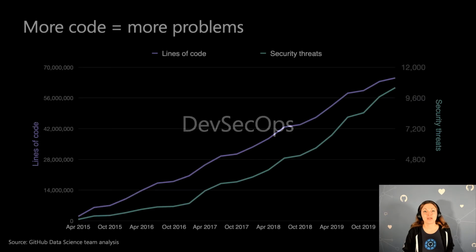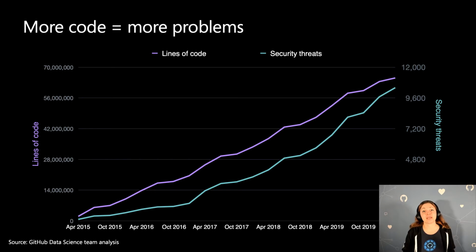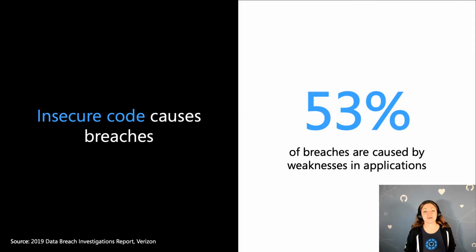So, what is the topic of today and why is this important? Well, we know that security is a big unsolved problem in software development today. And we also know that the more code we write, the more security threats we actually introduce. Another thing that we know is that 53% of all breaches are caused by weaknesses in application code. And actually the majority of the rest is caused by configuration issues. So really most issues are not coming from phishing attacks or so on. They are coming from weaknesses in applications.